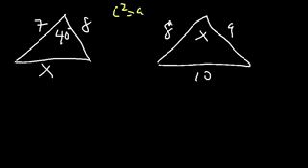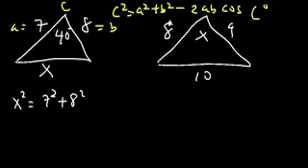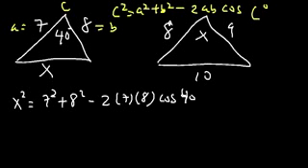The equation is c squared is equal to a squared plus b squared minus 2ab cosine of angle c. So we're going to call 7 a, 8 b, this is angle c, and side c is x. So x squared is equal to 7 squared plus 8 squared minus 2 times 7 times 8 cosine 40. And then just type that in and then take the square root of your answer.